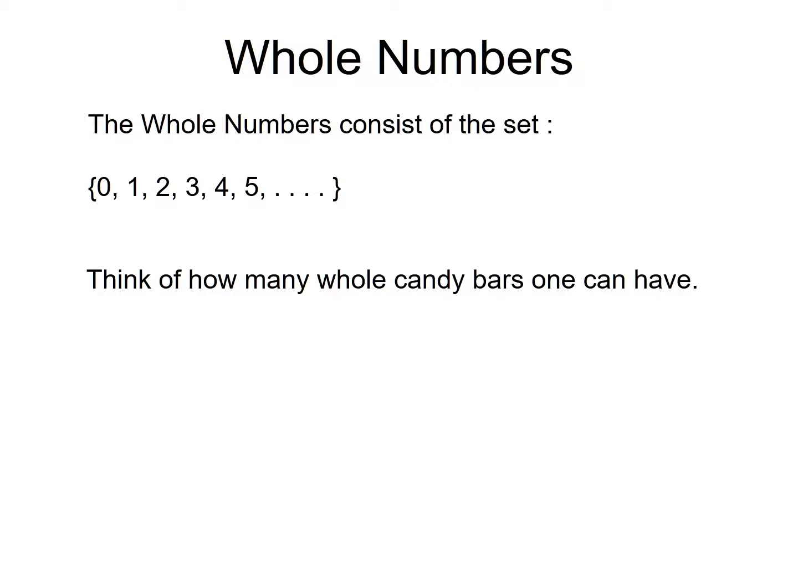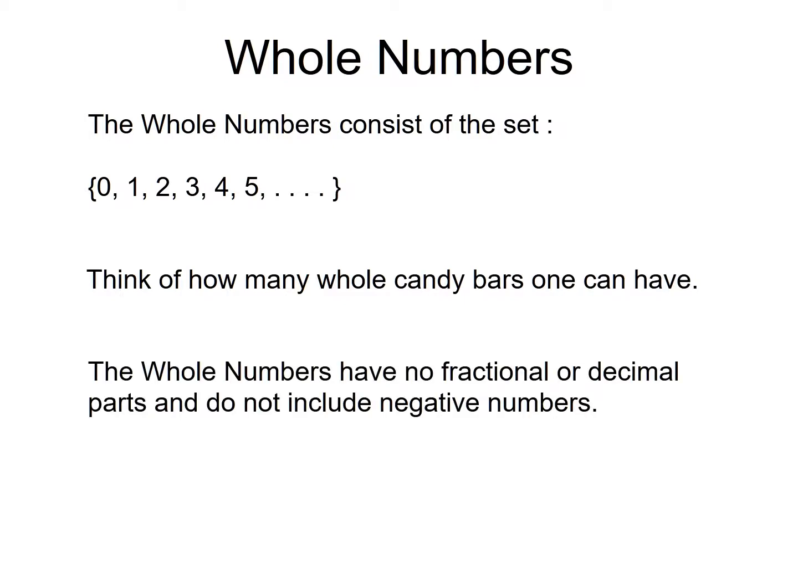So you can think of whole numbers as if I ask someone, how many whole candy bars do you have? Right now I have 0 candy bars here, so it is possible to have 0. Wish I had one, but I don't. Also notice that the whole numbers don't have any fractional or decimal parts, and they do not include negative numbers. So we're looking at a subset of all real numbers, which is the whole numbers.